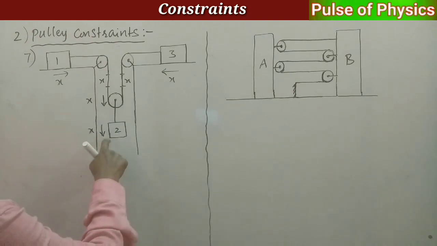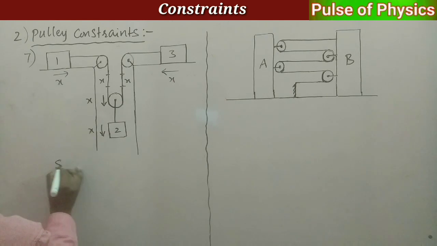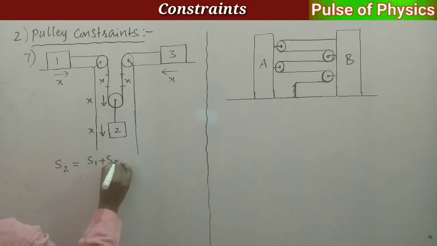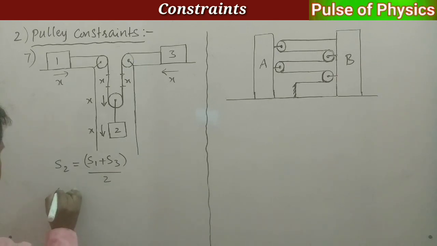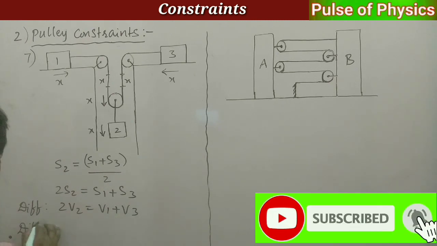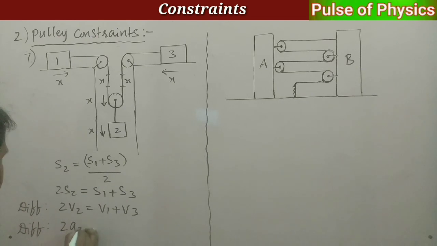See that displacement of second block S2 is equal to displacement of first block and third block by 2. Here simplify this. 2S2 is equal to S1 plus S3. Right? Differentiate with respect to time. We will get 2V2 is equal to V1 plus V3. Differentiate with respect to time. We will get 2A2 is equal to A1 plus A3. So, this is constraint equation.